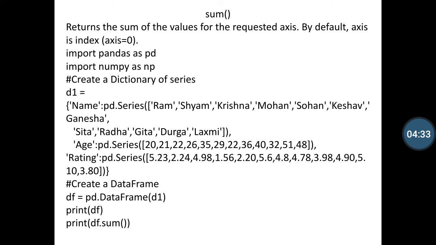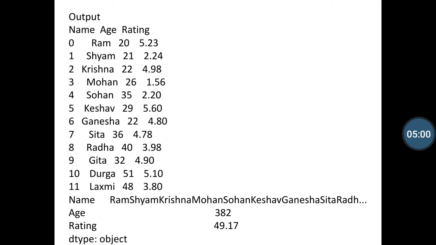After that, you can notice that I am defining code here for the sum: print(df.sum()). This method computes the sum of the values defined in the age and rating series that are defined in the dictionary. You can notice that the output is given in the next slide.